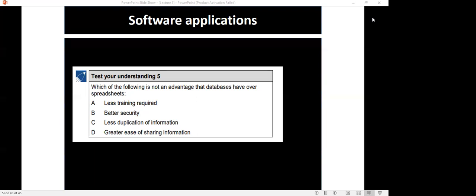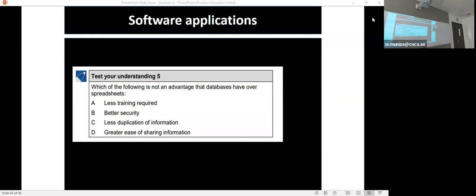Option A, less training is required. It's not an advantage of databases over spreadsheets. In the case of databases, we need more training as compared to spreadsheets.